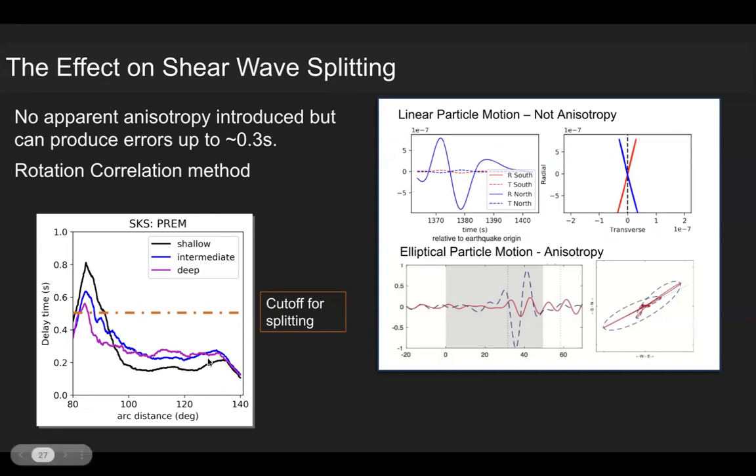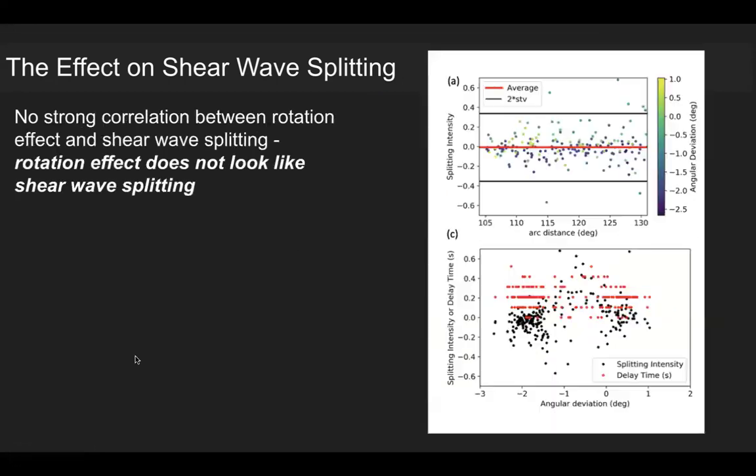Usually for something to be apparently anisotropic, its shear wave splitting has to be above half a second. And we really only see that at short distances. And we only see that because there are other phases, like S diffracted, coming into the measurement window. So Earth's rotation is doing nothing here. It's not really impacting it. I'm just showing three different lines for different earthquake depths: shallow, intermediate, and deep. There's really nothing significant that we see that will impact shear splitting.